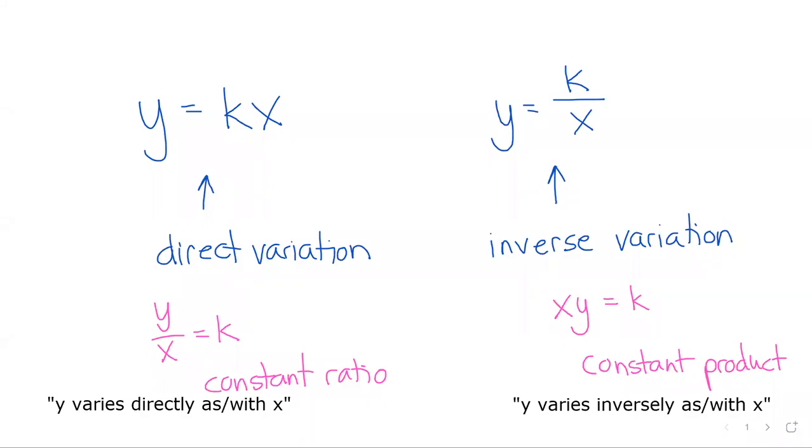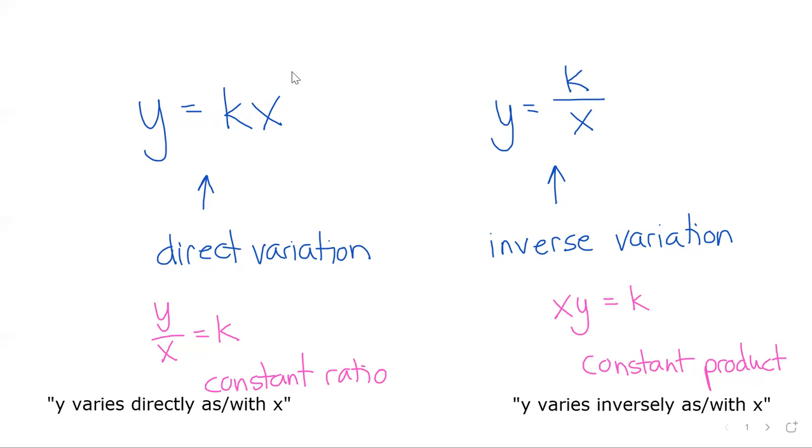Another topic that ends up being related to rational functions is comparing direct variation, which we've seen before, y equals kx, and we know how to graph that and all these things. Comparing that to inverse variation. And you can see there's actually a pretty fundamental difference in the setup here. Direct variation is y equals k times x. Inverse variation is y equals k divided by x.